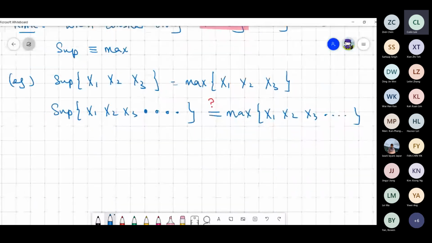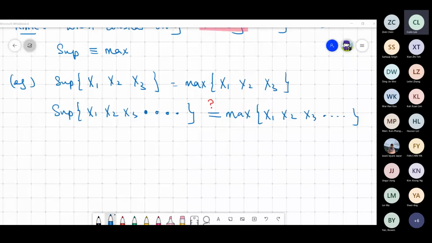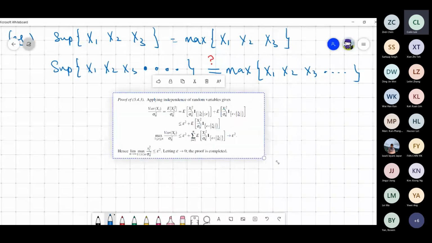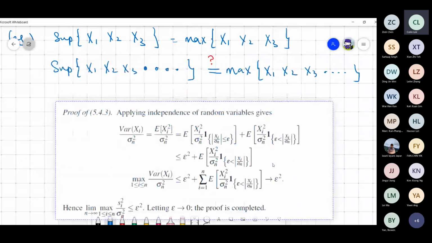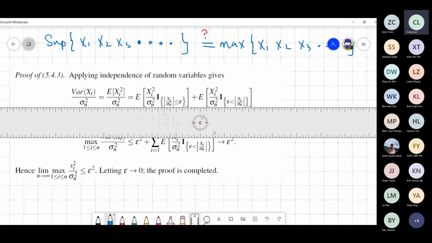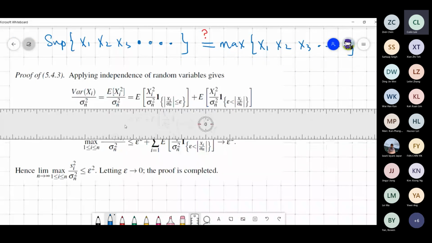Okay, so for the next one, the proof is given. So I think I can leave it to you, right? Maybe just briefly look here. This is a proof for the second case. Let's verify it one by one. For the first line, if you look here, variance of xi over sigma squared. Because the mean is equal to 0, then we have this. I think this is no problem. This one is quite straightforward, right?